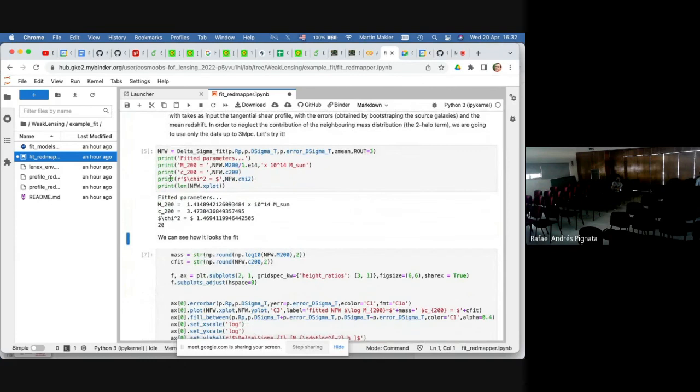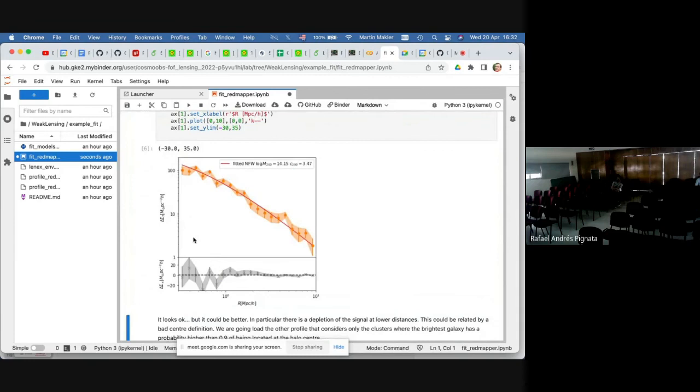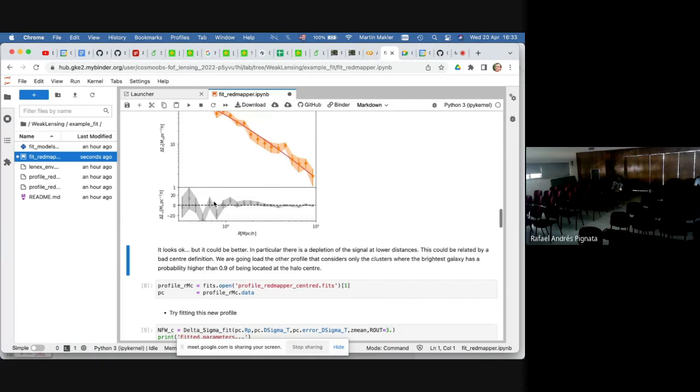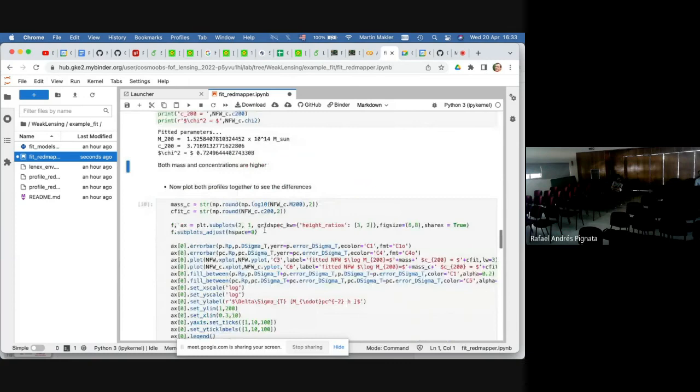These are the parameters that result from the fit of a single profile, right? Now you can overlay the fit with the data. The fit is the black curve, and you see the data. There is sort of a deficit here in the data, right? This could be due to miscentered objects. She's using a galaxy cluster catalog that has a probability of miscentering. So you can get better centered systems just by cutting on this quantity. You have a cut on the probability of miscentering, and then you can compare the two.